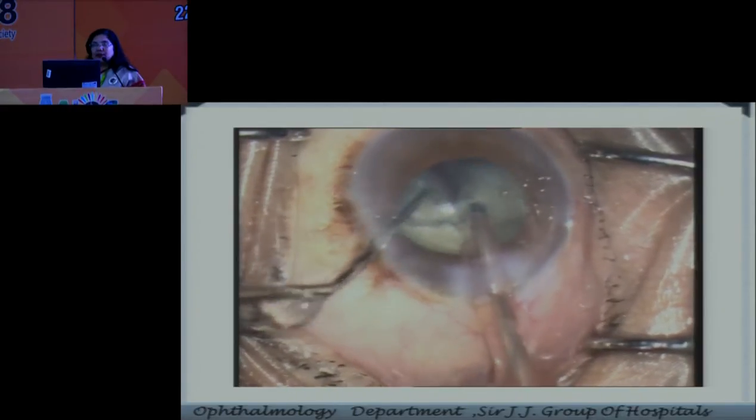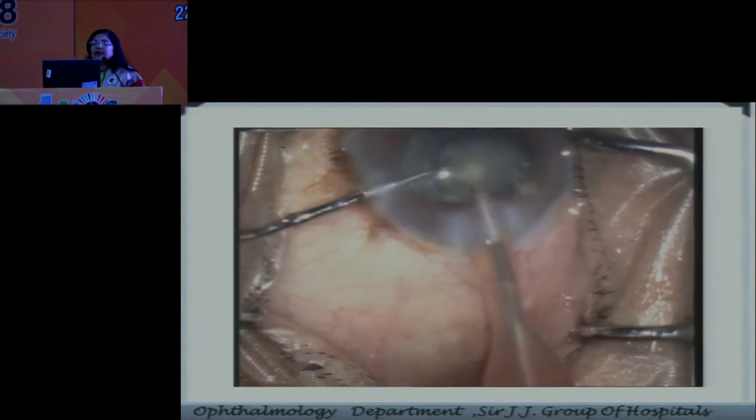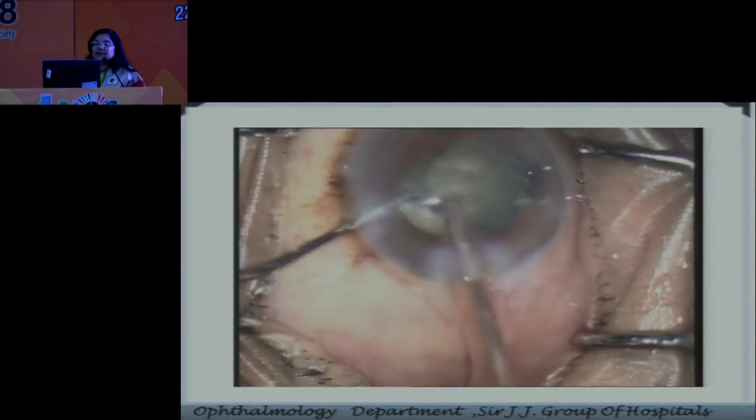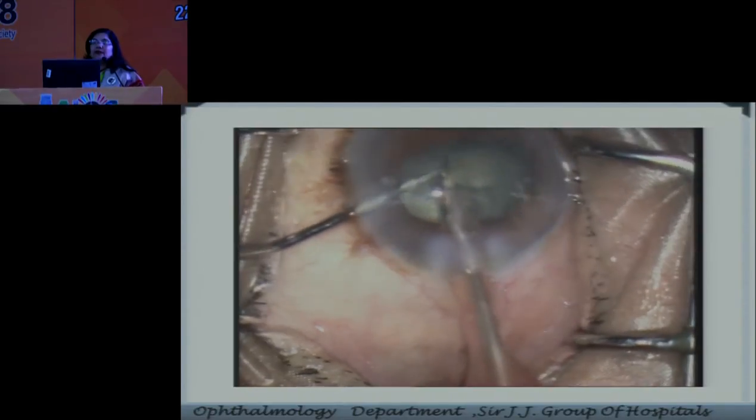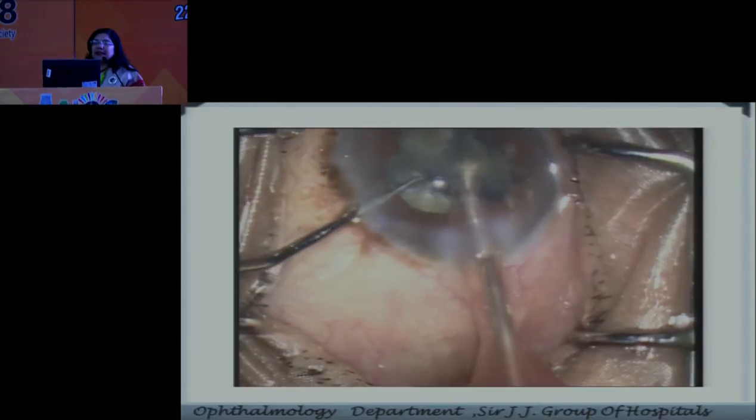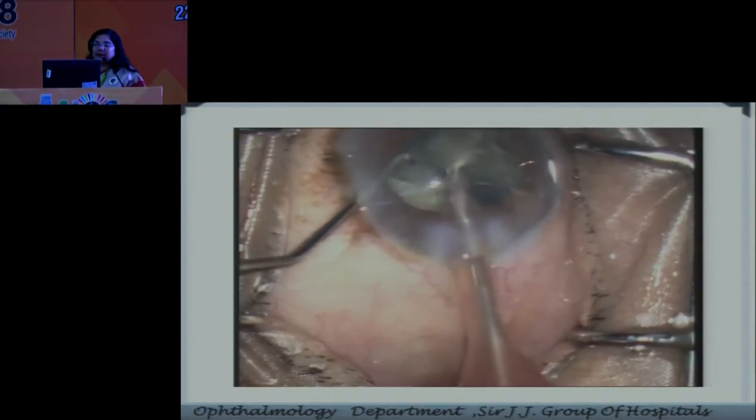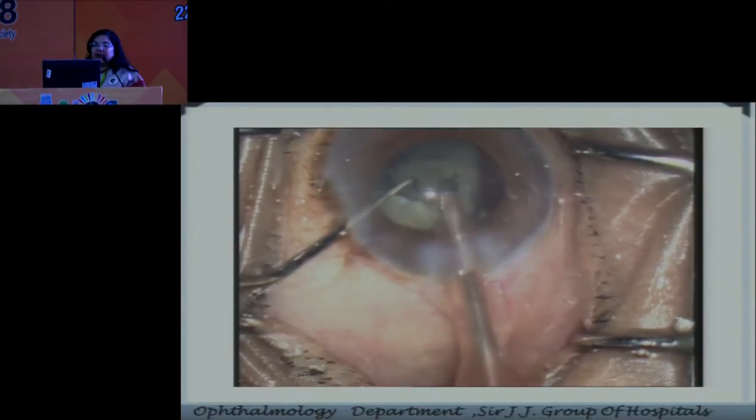Either 4 pieces or multiple pieces can be made depending on the size of the nucleus. The apex of the piece is turned and fed, if you can see here, with the help of the chopper, because if this apex points downwards, you can have a PC tear by the sharp tip of the apex. This nucleus is now emulsified gradually.